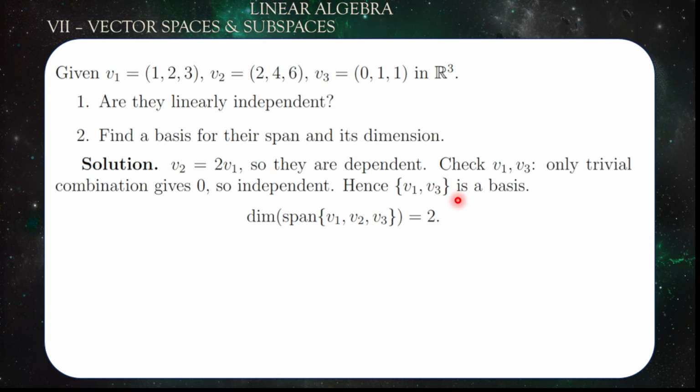Hence, the rank is also 2. So the dimension of the span of v1, v2, v3 is equal to 2. Why? Because you have v1 and v3 only. v2 does not count.